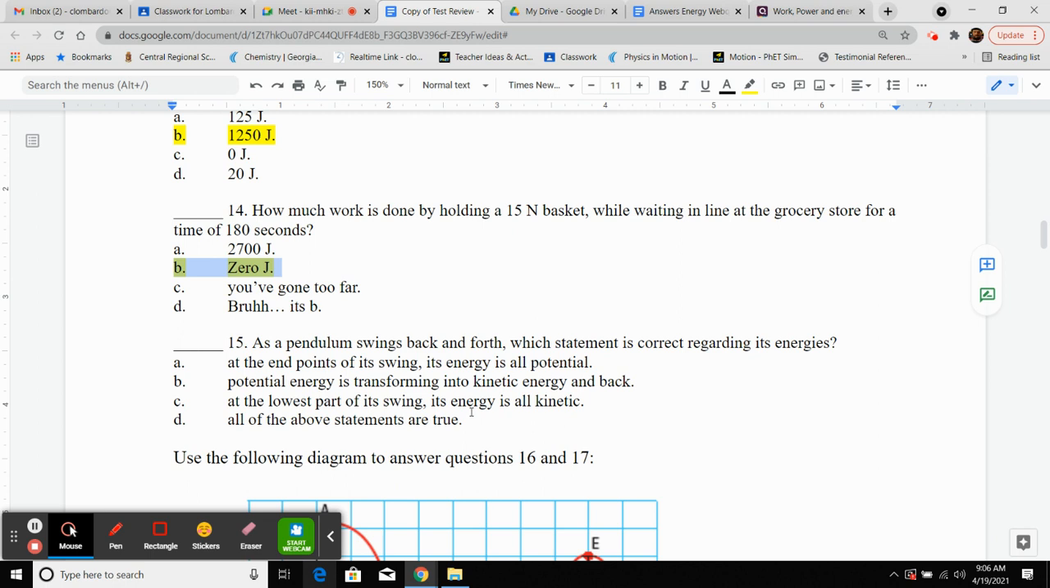Okay, so a pendulum. A pendulum swings back and forth. So think about a grandfather clock, all right? Or literally a yo-yo with the string fully let out, and you're holding it by the very top part of the string, and you rock it to a certain height, and then let it go. It's going to go back and forth and back and forth. So what they wanted to know is which one of these is correct regarding its energies. At the endpoints of the swing, its energy is all potential.